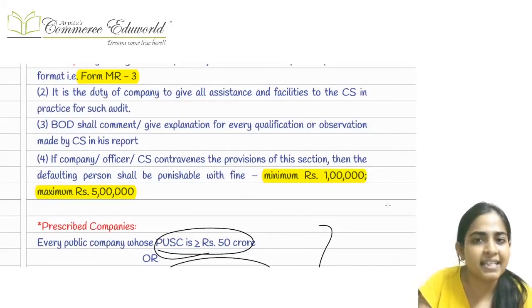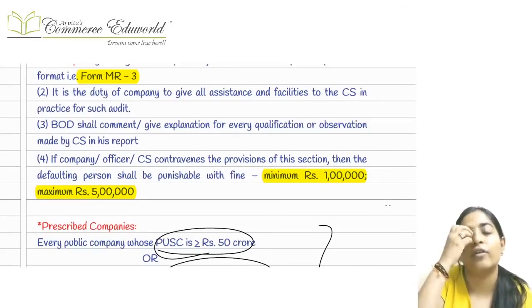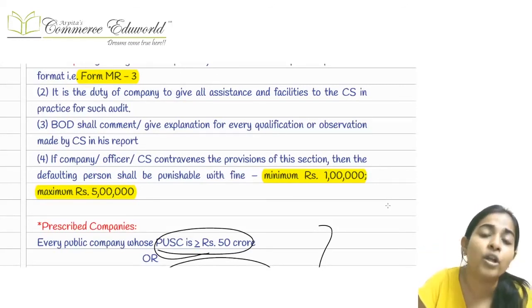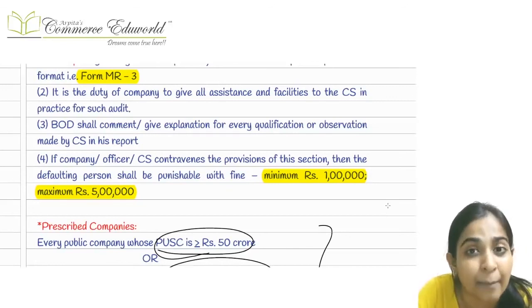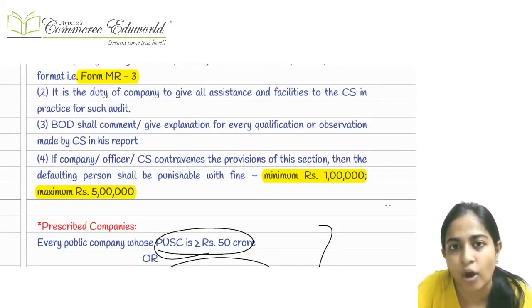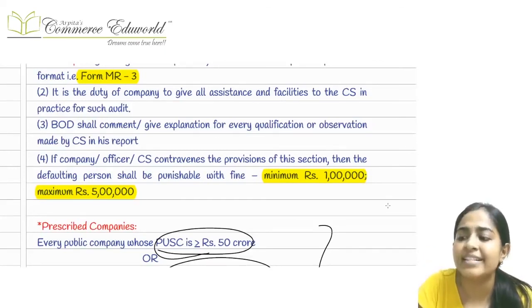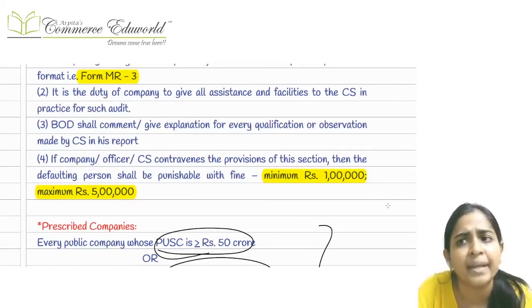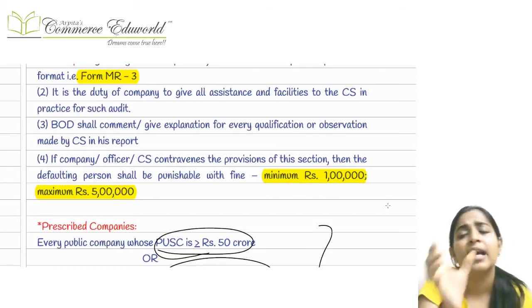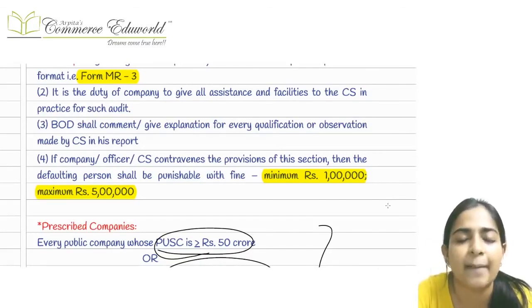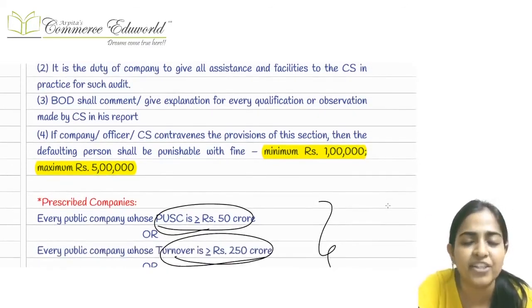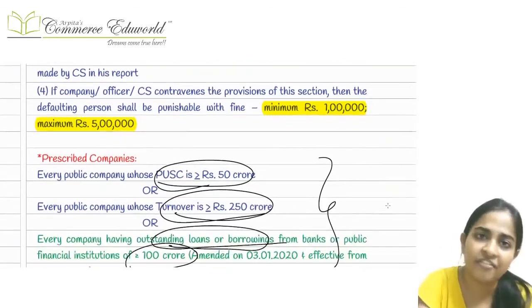Whatever the CS writes in his report, whatever qualifications he gives, on that the board has to give its comment. That is again mandatory. And if there is any default done by the company or by an officer, then there is a range of punishment applicable, ranging between rupees 1 lakh to 5 lakh.